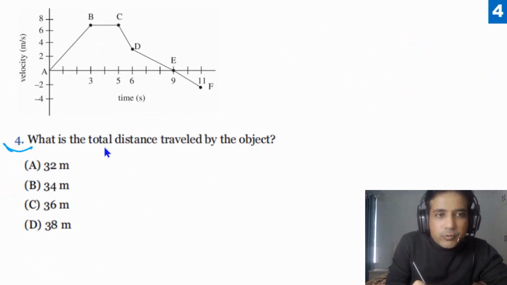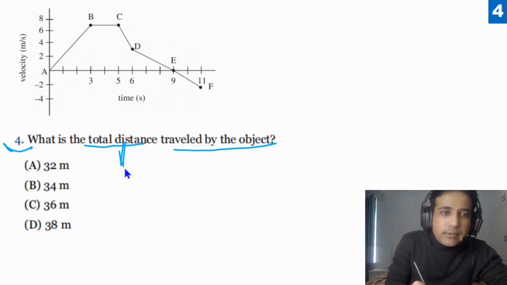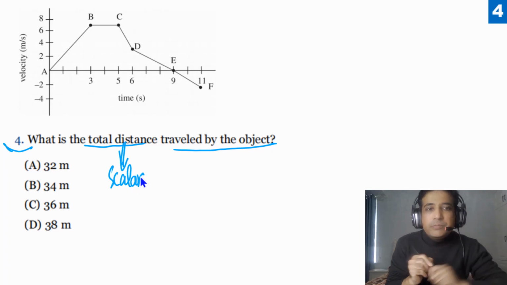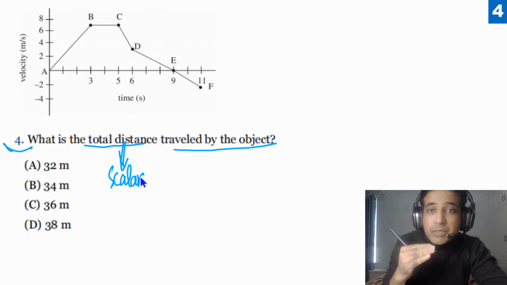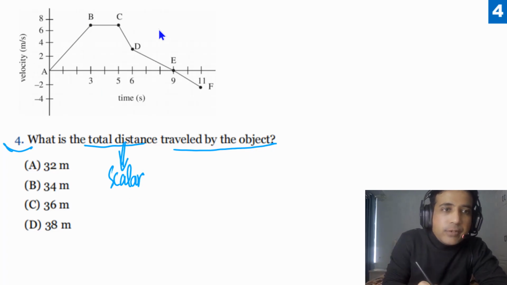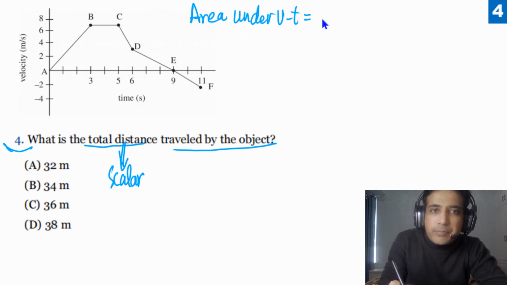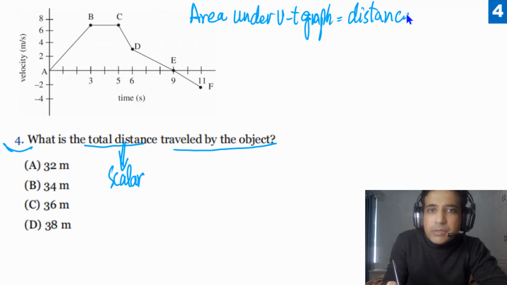For question number 4, we need to calculate the total distance traveled by the object. We need to understand distance is a scalar quantity and it does not depend on direction. So distance will not be negative; distance is always positive. We need to calculate total distance and the VT graph is given to us. So simply, area under the VT graph represents distance traveled.